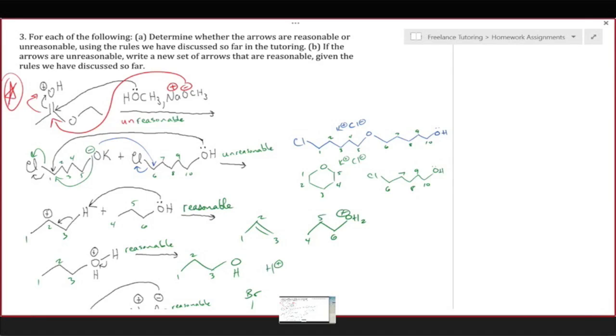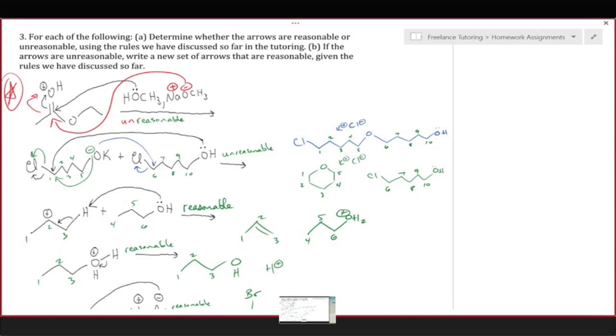Okay, good. It looks like you actually did a little more work on these problems than you needed to. You were drawing the products as well. For these problems, it wasn't necessary to draw the products, but it's still good practice to go ahead and do that.